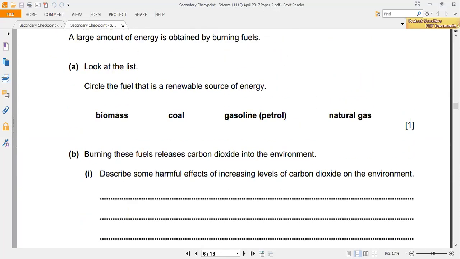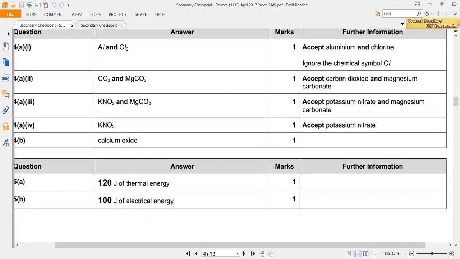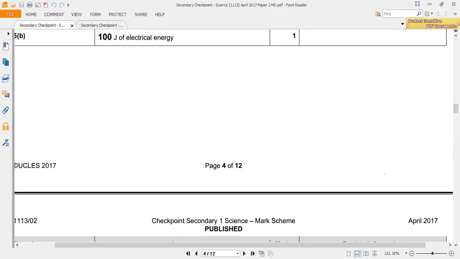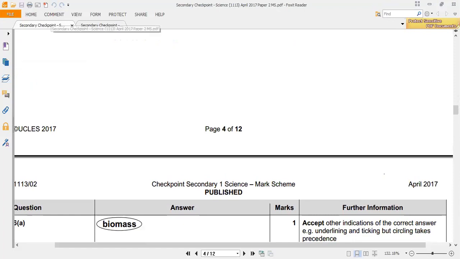B. Of course, what is the renewable source of the energy? Coal will not, gasoline will not, natural gas will not. It's the biomass. If you look here, it's the biomass, the only accepted answer.